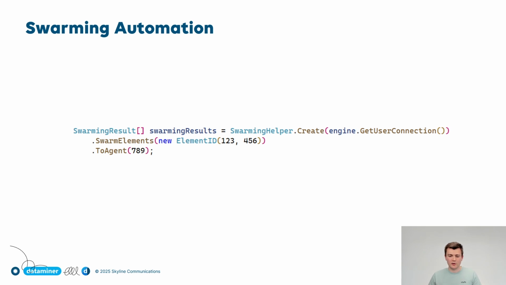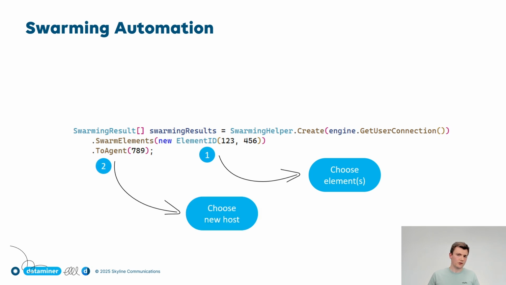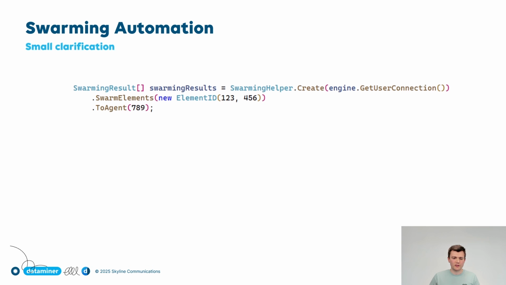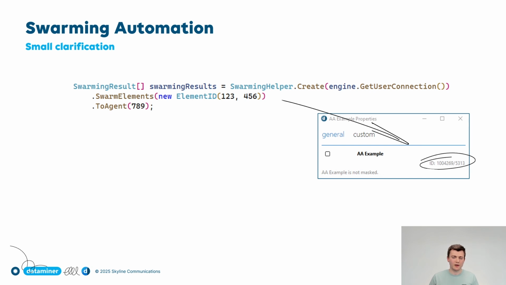First of all, you create the helper class, and then you have to do two things. First, you select which elements you want. You can do one, you can do multiple. You select what elements you want to swarm, and then to what agent you want them. Choose the new host. Now, a bit of clarification about what these numbers mean, because there is always some confusion about this. The first thing you need is an element, and this is defined by its element ID. It's a unique identifier, and these are two numbers you can see here, 1, 2, 3, 4, 5, 6. And that's the ID you can find in the properties.